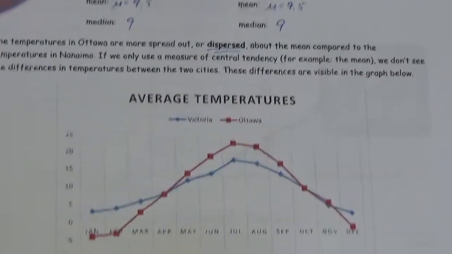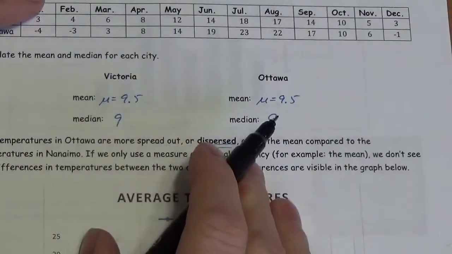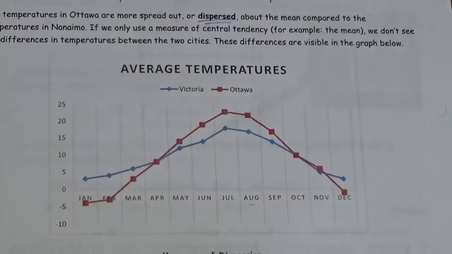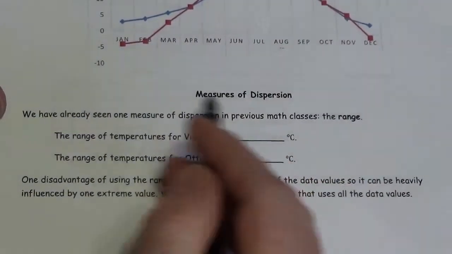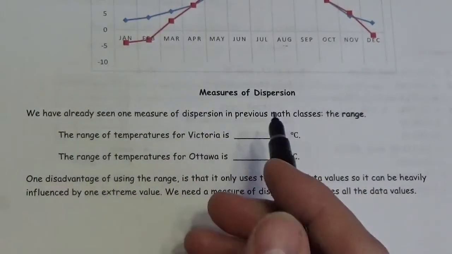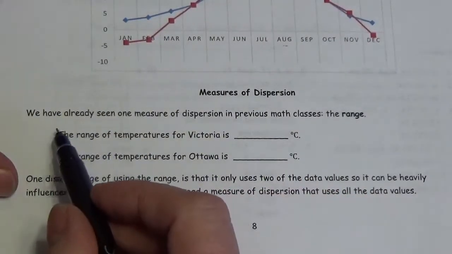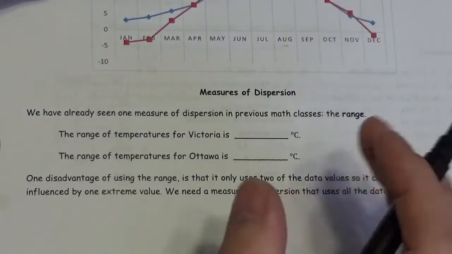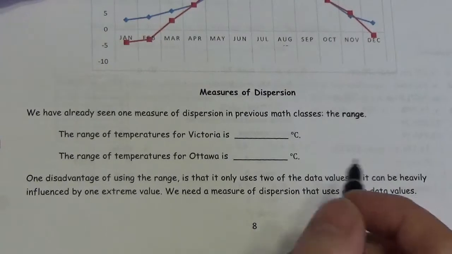So clearly, the measures of central tendency aren't enough to give us an idea of what's different between these two sets of data. So we talk about measures of dispersion, how much the data is spread out. Now, there are two that we're going to use here. You've already seen one from previous courses called the range. Now, we're going to do it just a little bit differently.